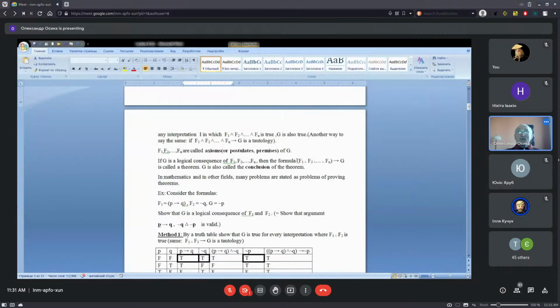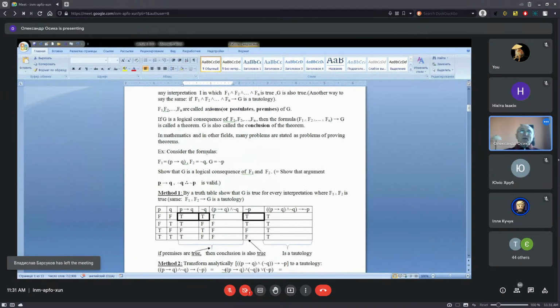But if we discuss it in terms of proving a theorem, then these are postulates, and this is the logical consequence or conclusion. In mathematics and in other fields, many problems are stated as problems of proving theorems.